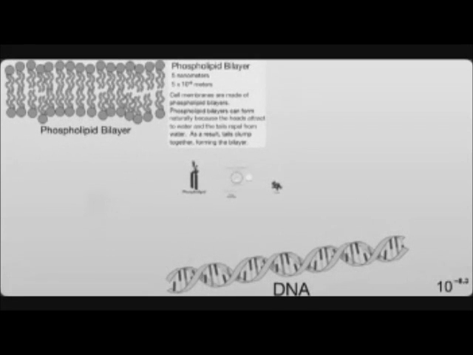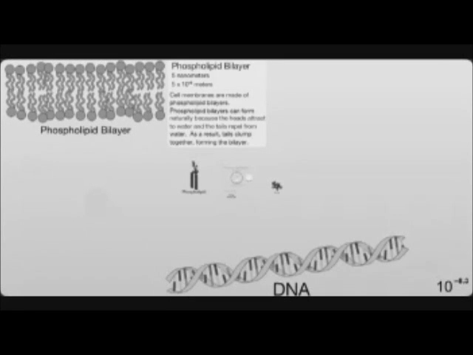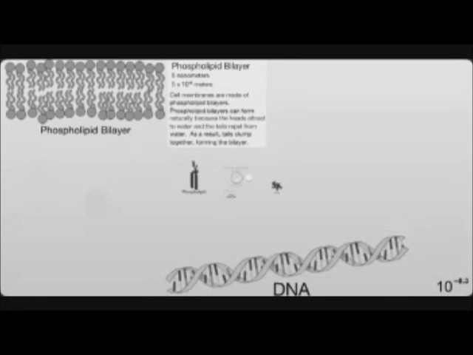The phospholipid bilayer. Phospholipid bilayers are cell membranes made of, well, phospholipids. They can form naturally because the head attracts to water, and the tails repel from water. As a result, tails clump together, forming the bilayer.